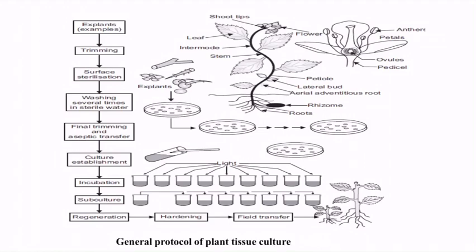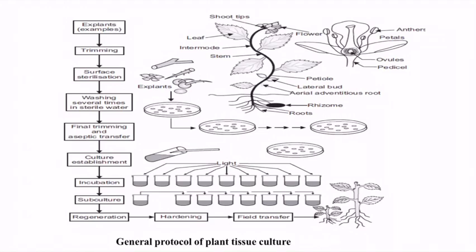division of tissue cells, and these cells are then transferred to another medium containing growth hormone. According to our purpose, we add various growth hormones. For example, if we require to develop shoot culture, then we add a high concentration of cytokinin and a low concentration of auxin. And whenever our interest is to obtain roots, then we add a high concentration of auxin and a low concentration of cytokinin.